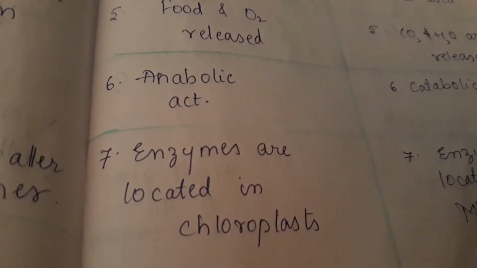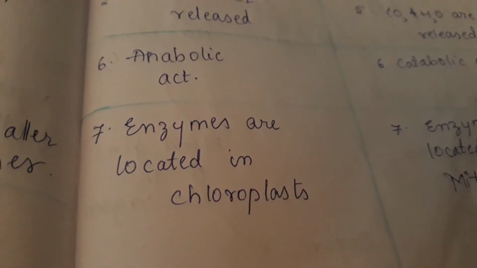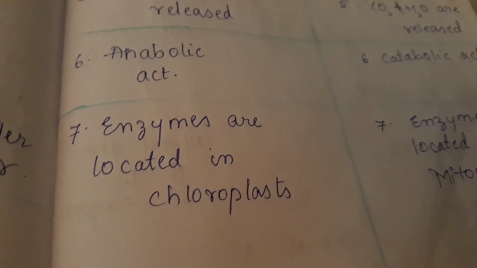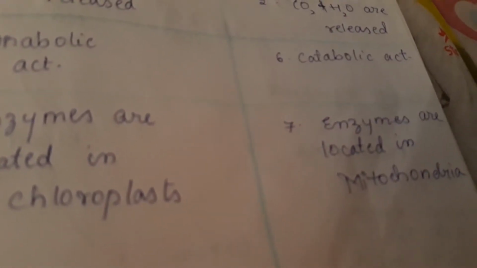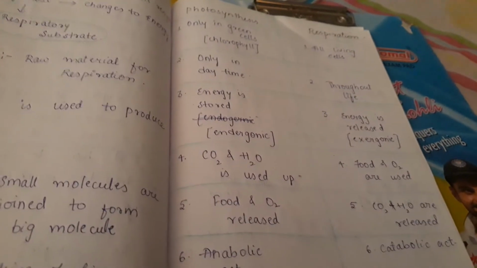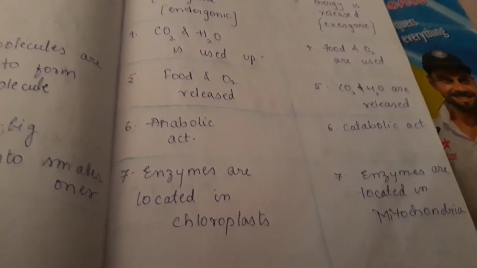Now the seventh difference is that in photosynthesis, enzymes are present in chloroplast, whereas in respiration, enzymes are present in mitochondria. They are located in mitochondria. So this was the whole table of photosynthesis and respiration. You can just copy it in your books.